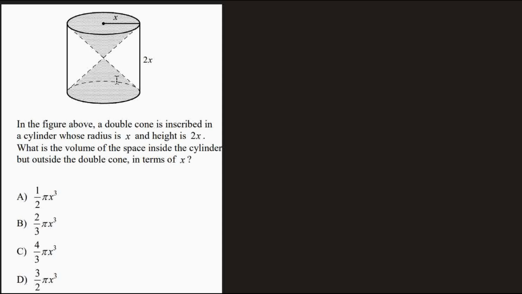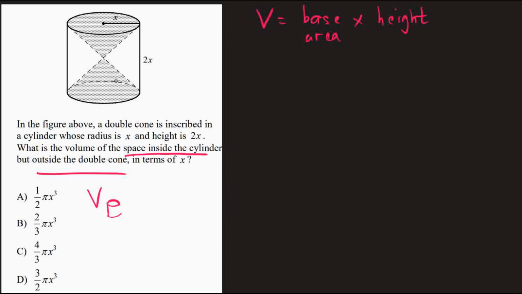Now the volume of a cylinder is again the same, base area times height. So this is the formula for all 3D shapes, base area times height. So first we have the idea that the space inside the cylinder but outside the double cone is the volume of the cylinder minus the volume of the double cone. The double cone is like this. Then we'll get the volume of the space.